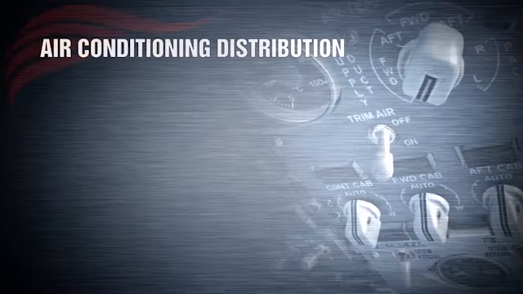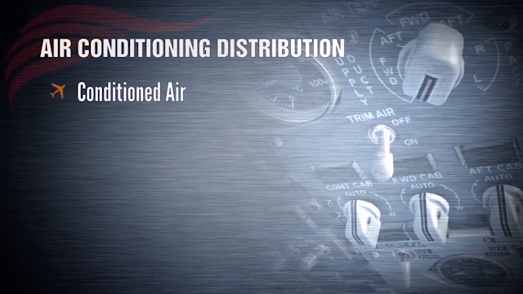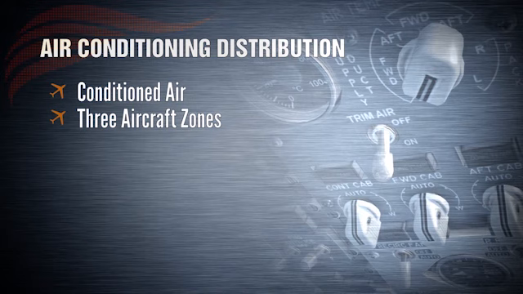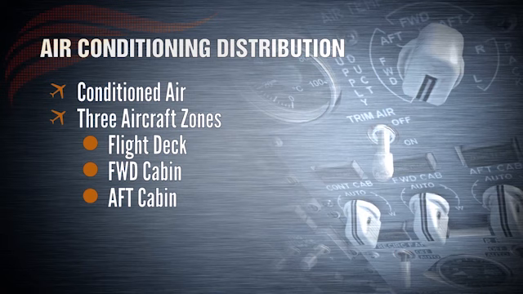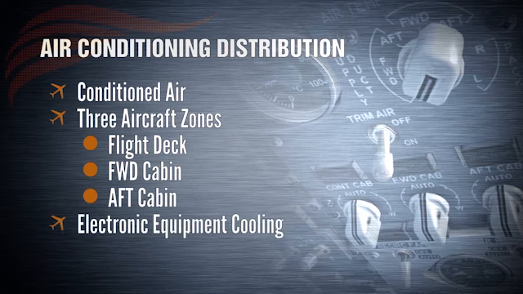The air conditioning distribution system is in charge of supplying conditioned air to the 3 airplane zones and to electronic equipment for cooling purposes. The flight deck zone is provided a constant supply of fresh air, and the passenger cabin zones, forward and aft, are provided fresh air and recirculated air. Electronic equipment is cooled with fans that move air around the equipment.